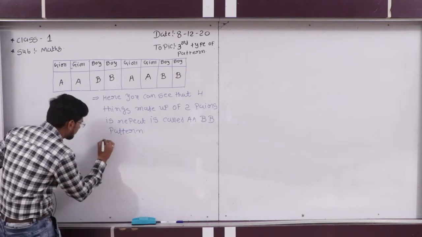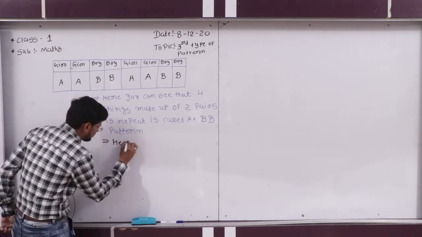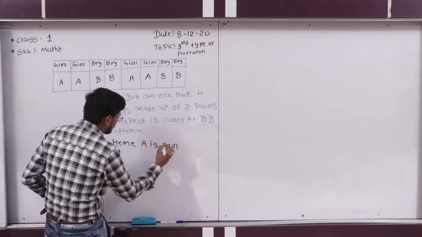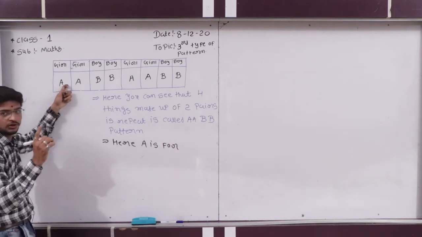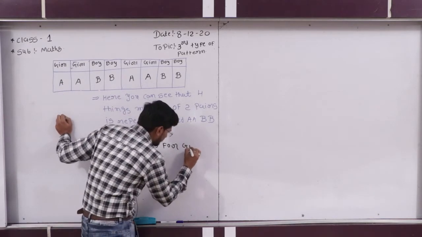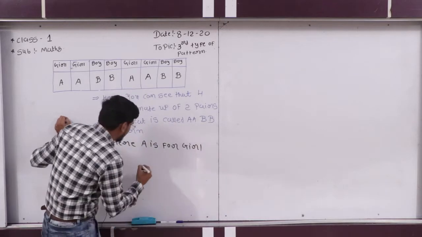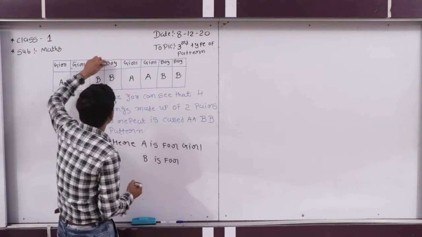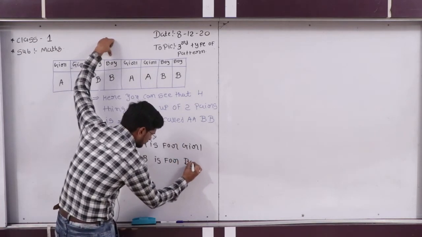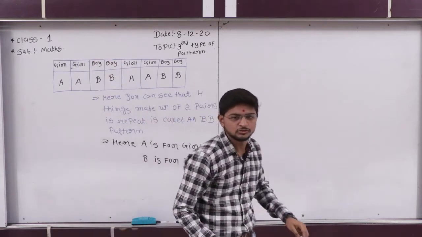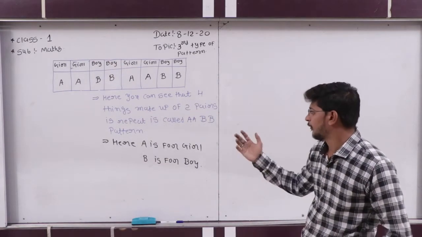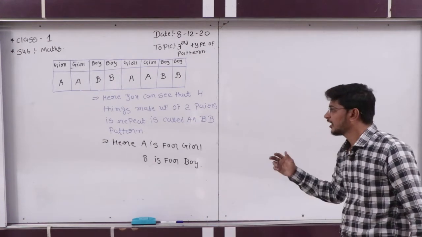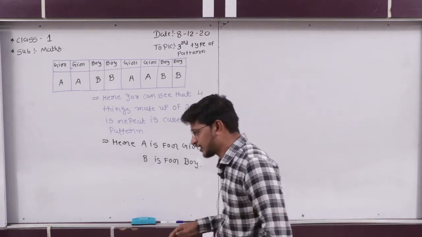Write down here: A is for what? A is for girl, and B is for boy. So this is the third type of pattern, and the name of this pattern is AABB pattern. Now we take some questions on it.